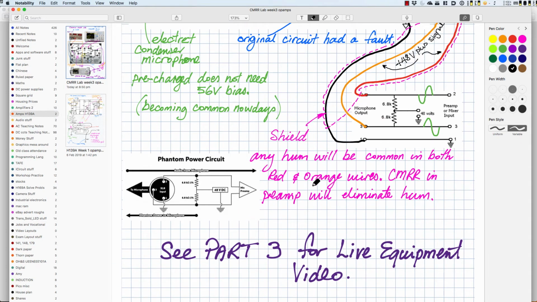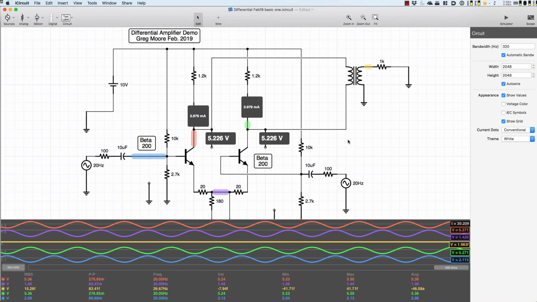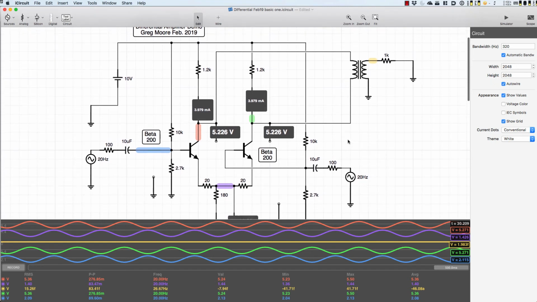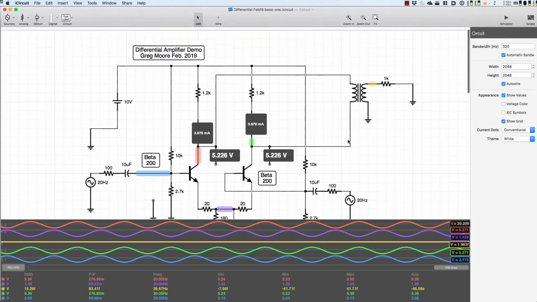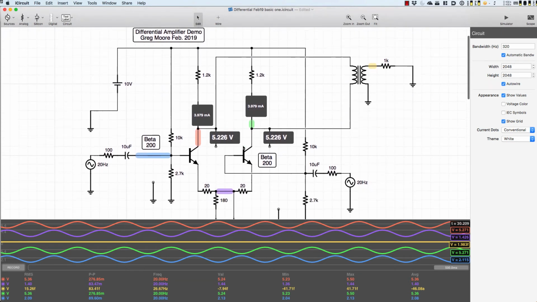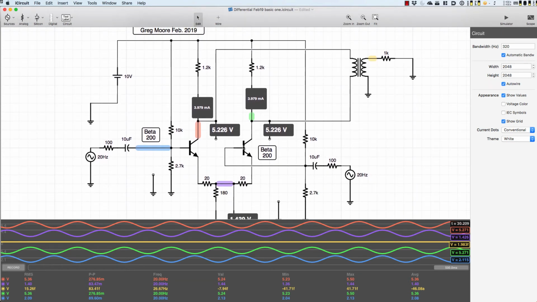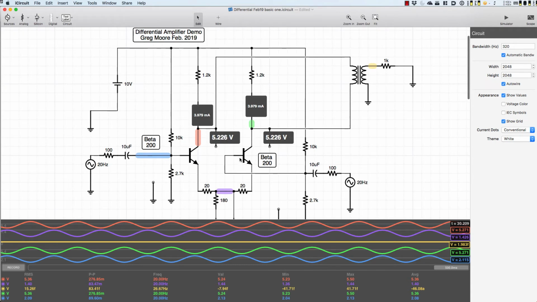Now, before we finish this video, one more little thing to have a quick look at. Here's a differential amplifier that I've built using iCircuit, and this is a bit of a funny differential amplifier because no one would build one like this. I've made a series of 4 different differential amplifiers that again we'll have a better look at in video number 3. This particular one uses only one rail voltage, and it's set up as a voltage divider bias.